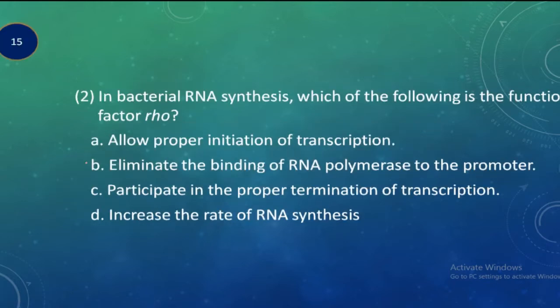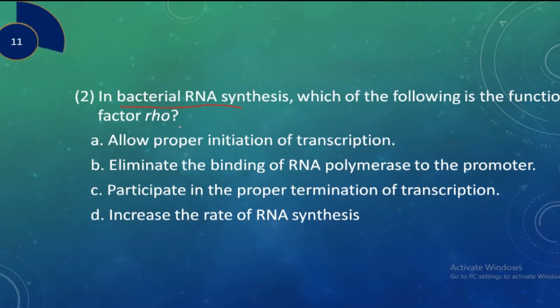Next: in bacterial RNA synthesis, which of the following is the function of factor Rho? Here they have asked about prokaryotic RNA synthesis, meaning the transcription process, and here we have to discuss prokaryotes rather than eukaryotes. These are the four options. A, allow proper initiation of transcription. B, eliminate the binding of RNA polymerase to the promoter. C, participate in the proper termination of transcription. D, increase the rate of RNA synthesis. Your time starts now.